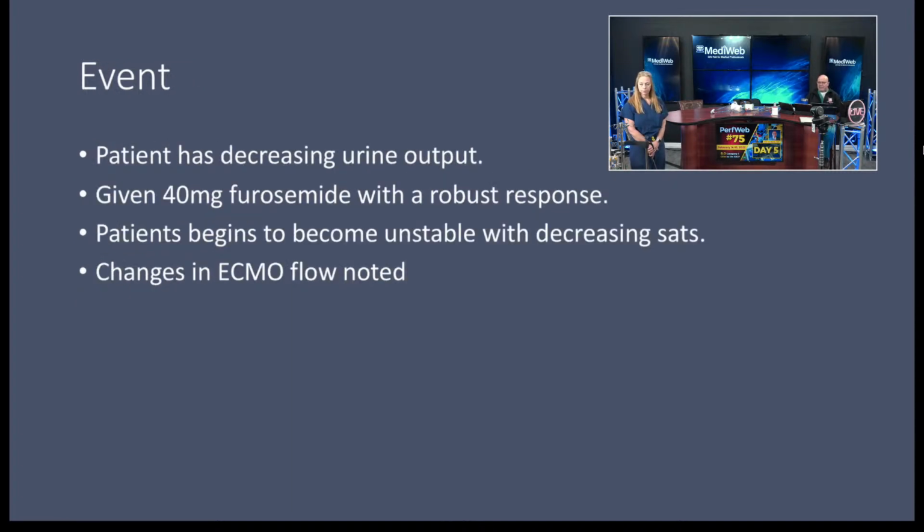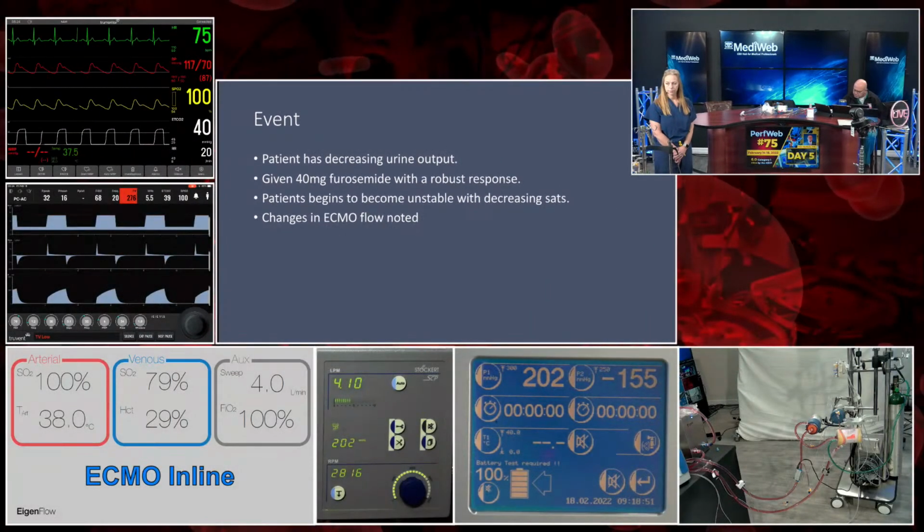So the event that we're going to show you is the patient has decreasing urine output, and a decision was made to give the patient 40 milligrams of furosemide, which resulted in a very robust response. The patient begins to become unstable all of a sudden with decreasing SATs, and changes in ECMO flow are noted. So let's go to the full procedure.